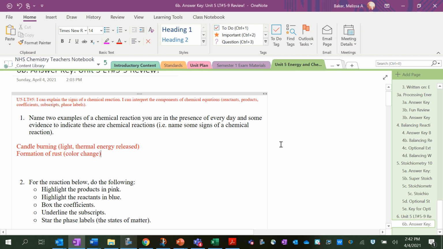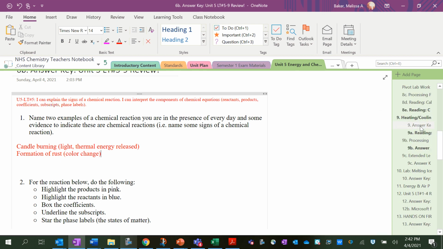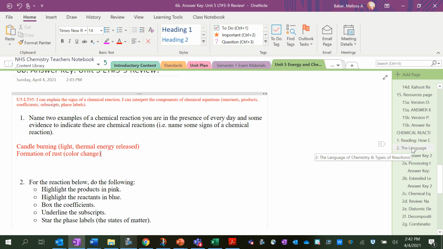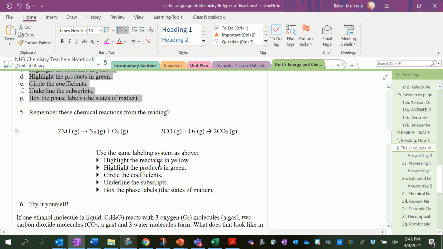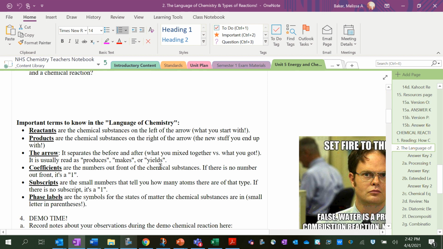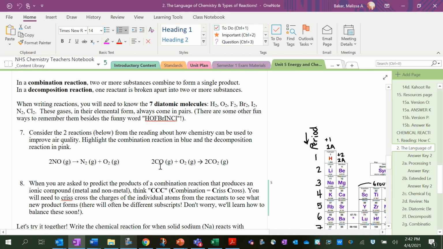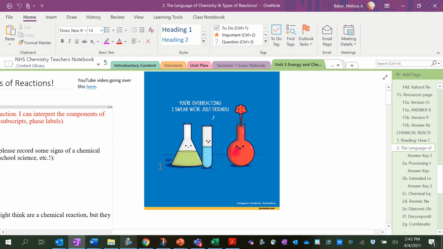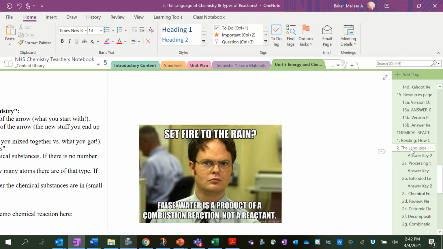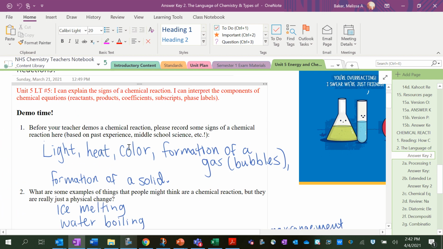Other signs of a chemical reaction that are not in mine, I already mentioned the bubbles as one, but I think these are listed in, let's see, did we list these in here? Language of chemistry: light, heat, color, formation of a gas, formation of a solid is another one there.